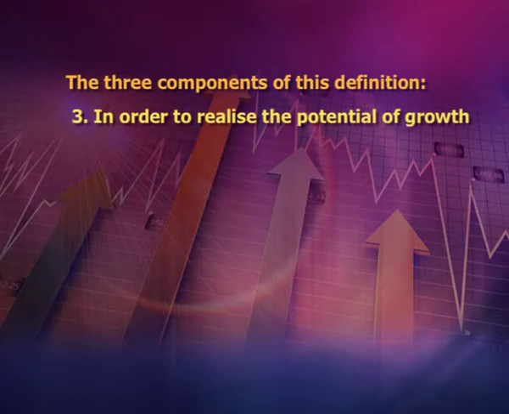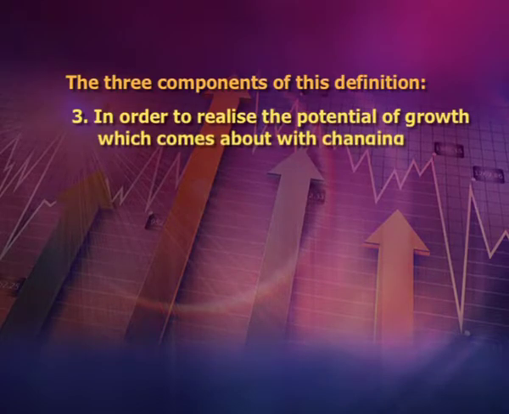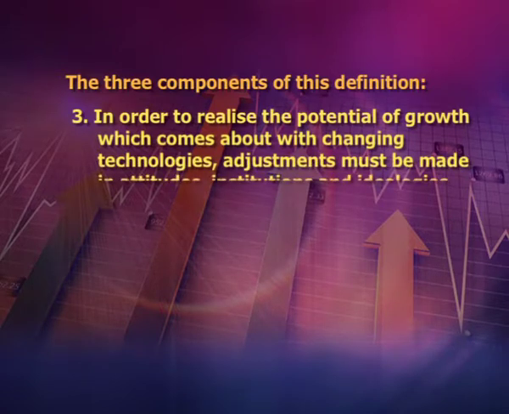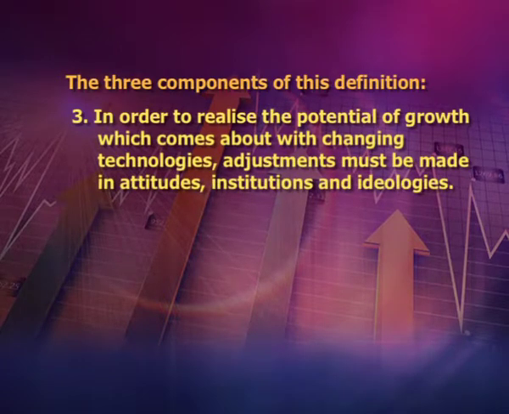In order to realize the potential of growth which comes about with changing technologies, adjustments must be made in attitudes, institutions and ideologies. This is a very important characteristic given by Simon Kuznets. Kuznets also isolated 6 characteristic features of the historical growth process of the developed world.